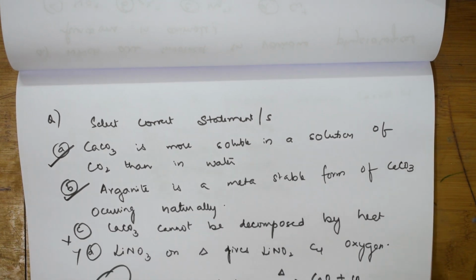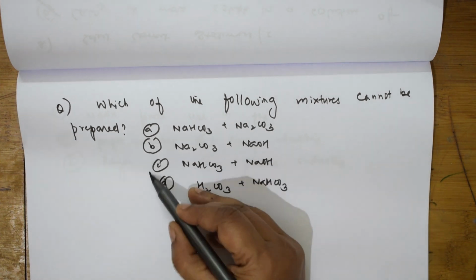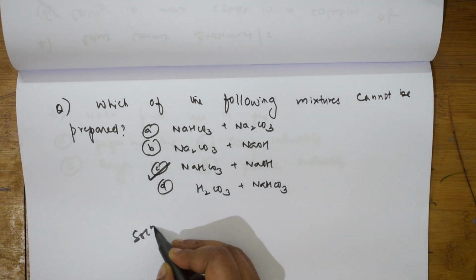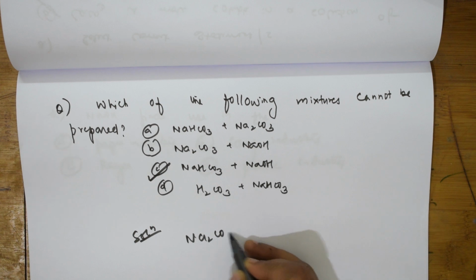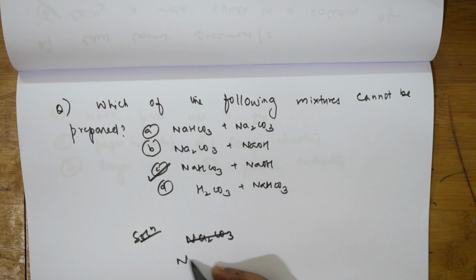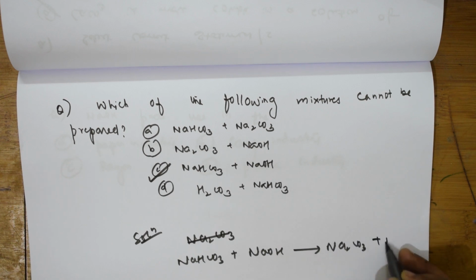Next question. Which of the following mixtures cannot be prepared? I'll just directly tell you the answer. The correct answer is this. This cannot be prepared. Why? Let me write the reaction. NaHCO3 plus NaOH, when they combine, form Na2CO3 plus water.